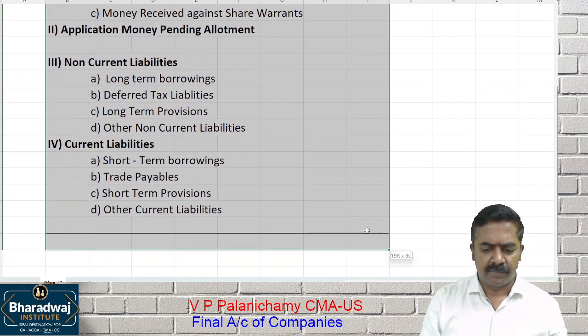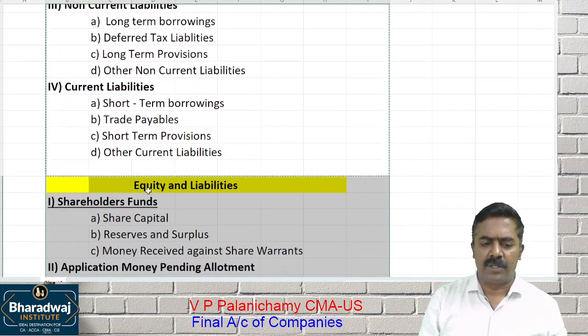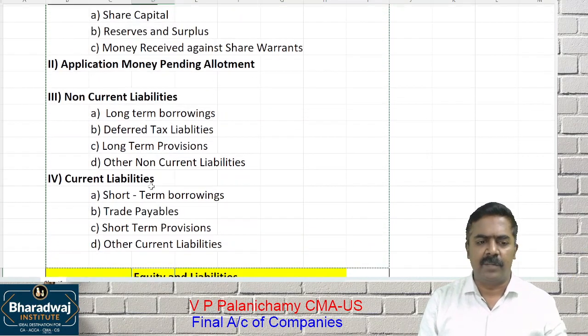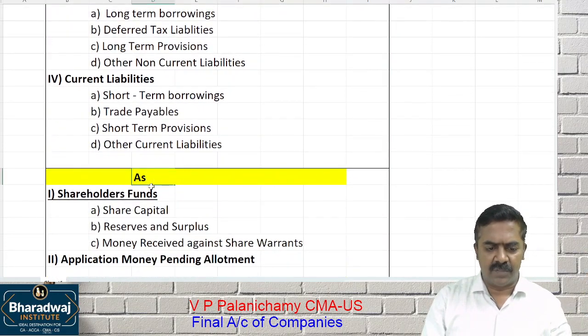This is which side? Liability side. Every company must follow this format. Let it be Bharadwaj Institute Private Limited or Infosys Limited or Reliance Industries Limited. Everybody must follow what? This format only. Assets have only two classifications.